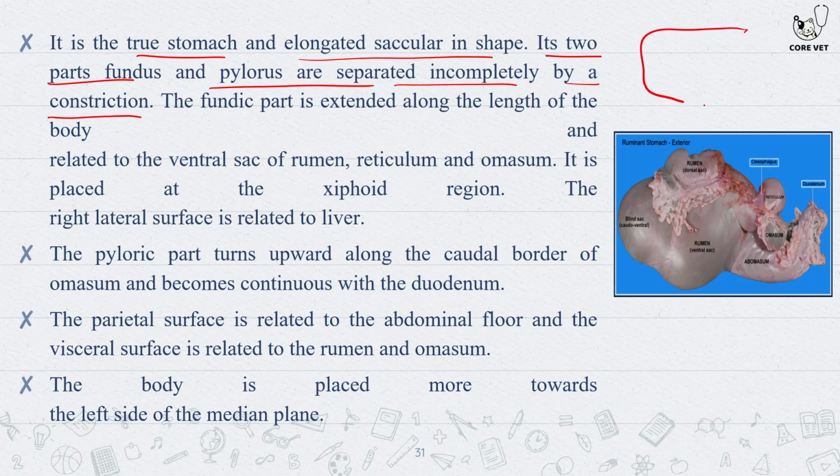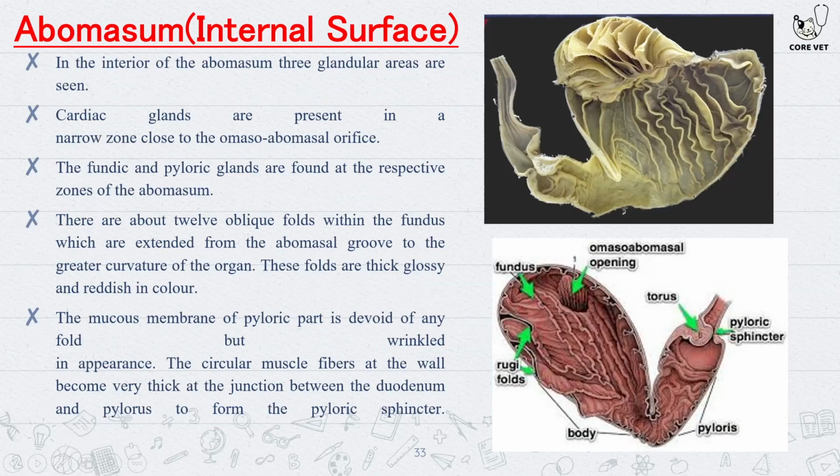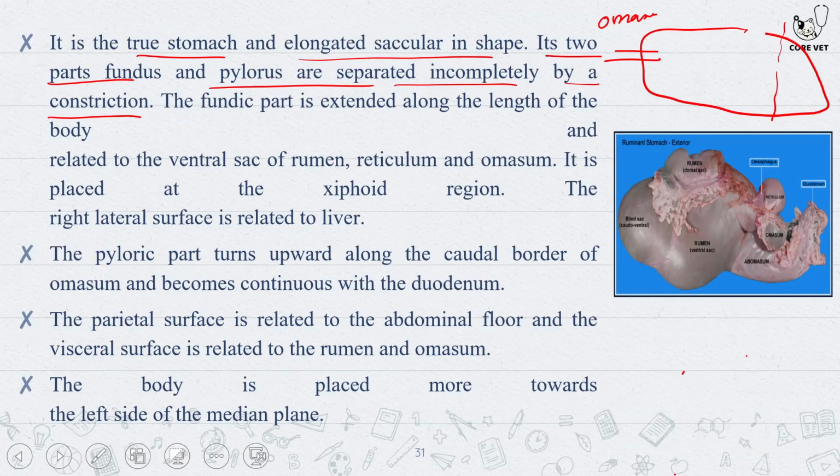The region which is closer to the omasum, the largest part, is the fundus. This one is the pylorus. The fundus and the pylorus are separated by an incomplete constriction. There is an incomplete constriction over here which separates the two regions, and the fundus region is just after the omasum, and the pylorus region continues further to form the duodenum.